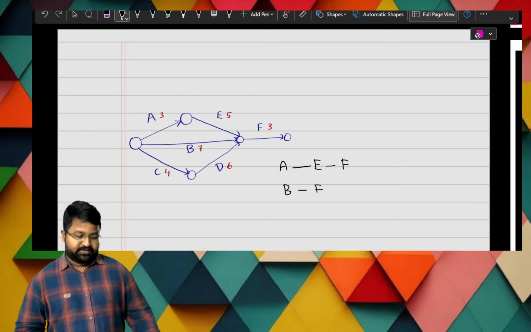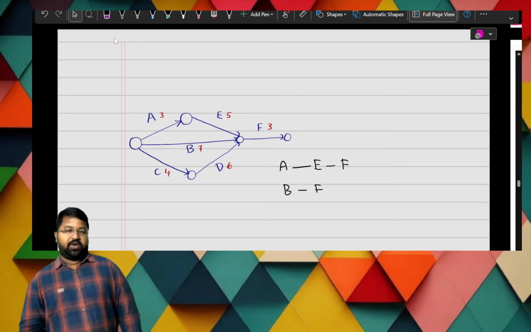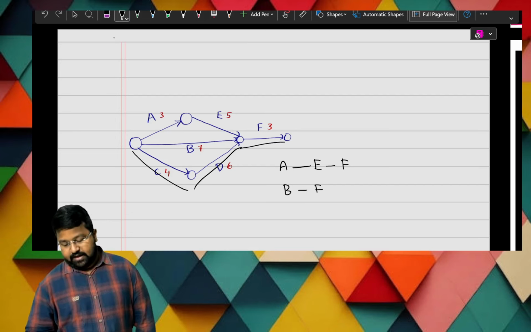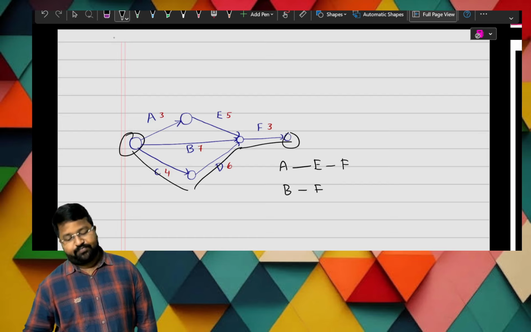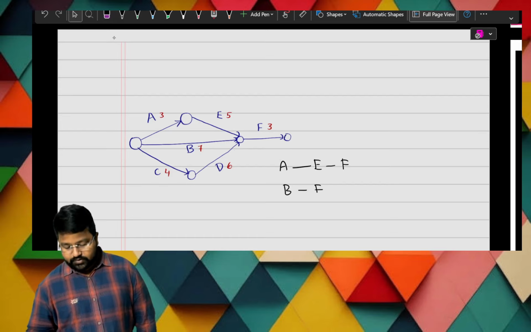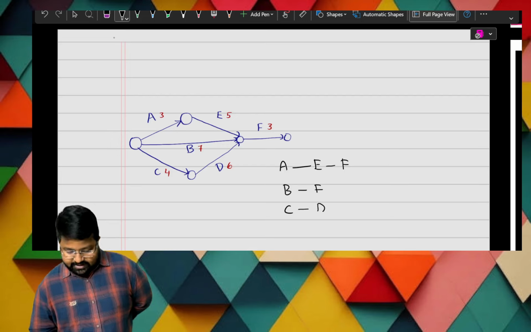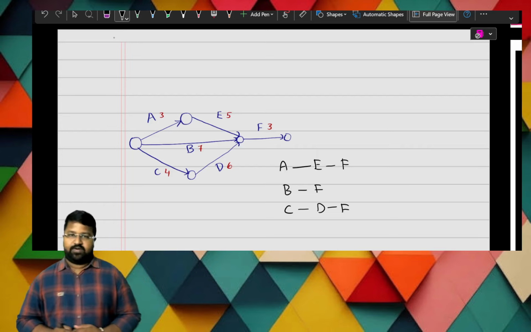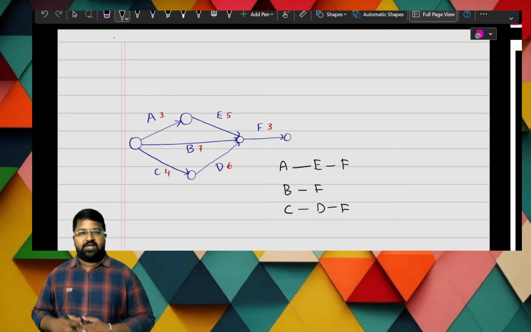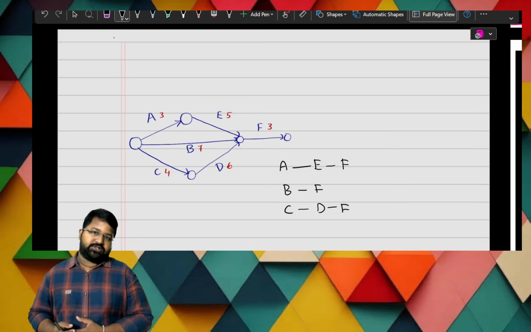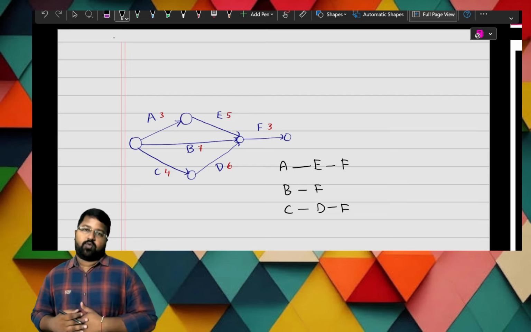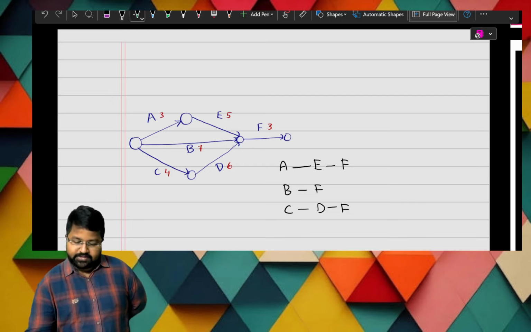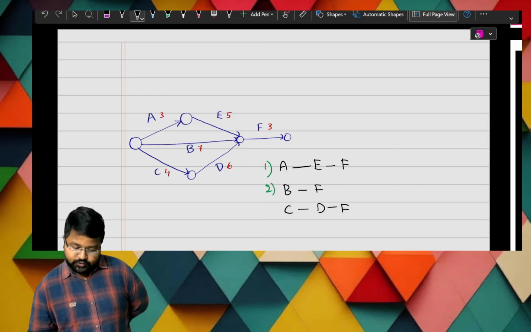Okay. Next, what is the next way to reach? The next way to reach is C, D, and E. From here to here. Okay, now? So C, D, and F. These are the three alternative ways we are having, alternative ways to reach from the starting point of the project to the ending point of the project. These are called paths. So we are having three paths. The paths here, 1, 2, and 3.